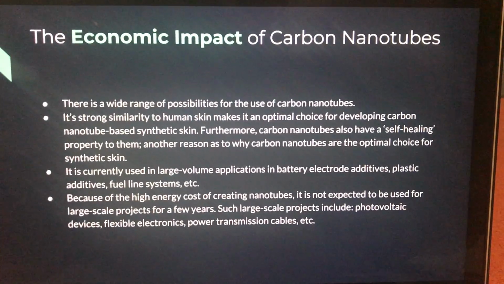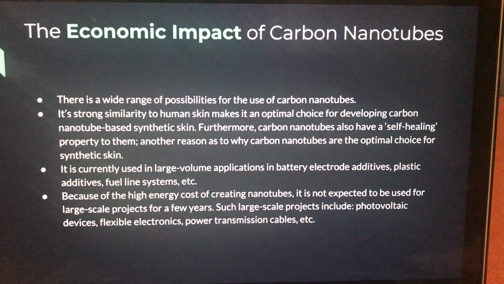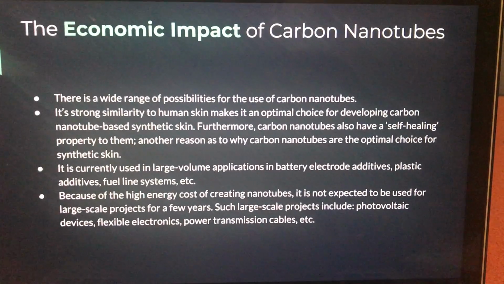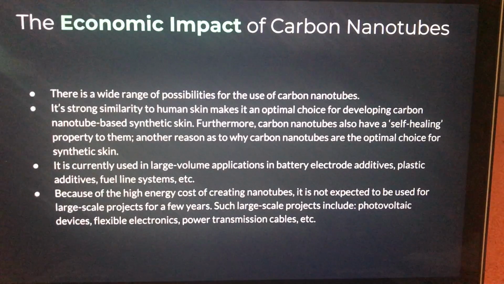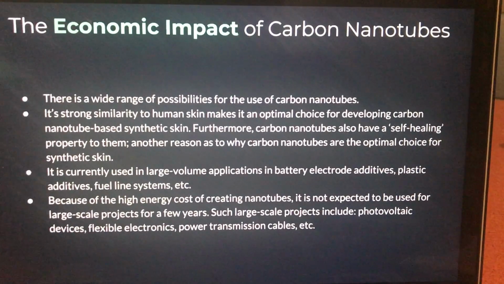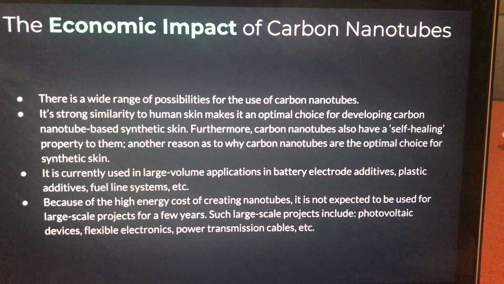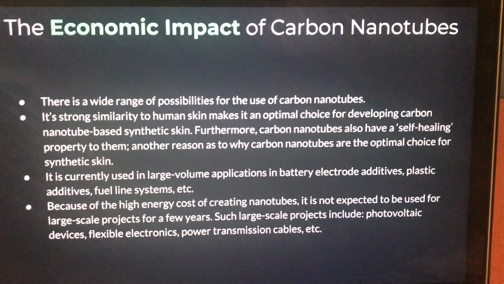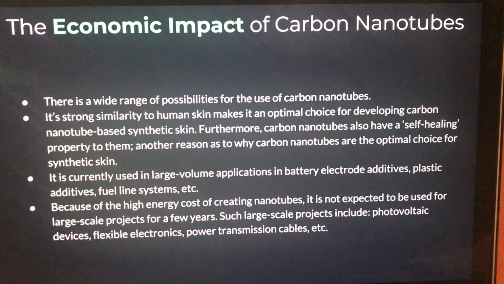Furthermore, it is also used in large volume applications in battery electrode additives, plastic additives, fuel line systems, etc. However, because of the high energy cost of creating these nanotubes, it is not expected to be used for large-scale projects for another few years. Such large-scale projects include, but are not limited to, photovoltaic devices, flexible electronics, and power transmission cable.